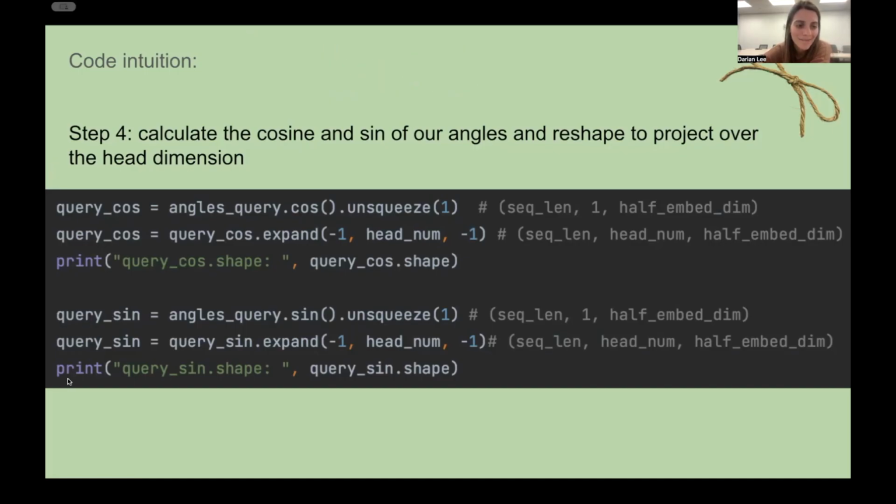Okay. And we're gonna do the same thing with sine.